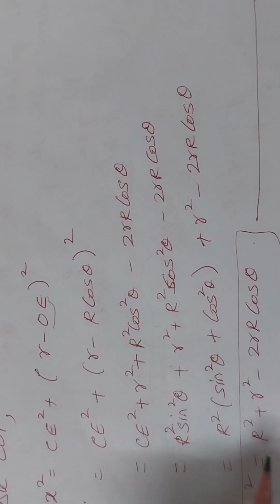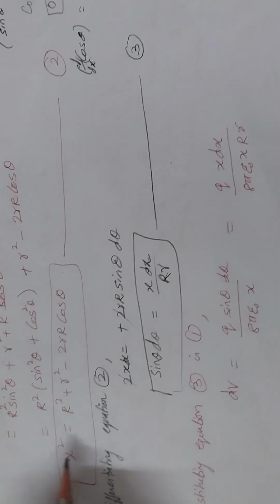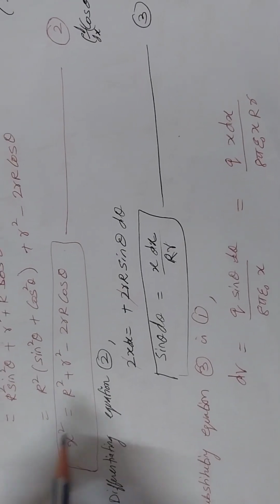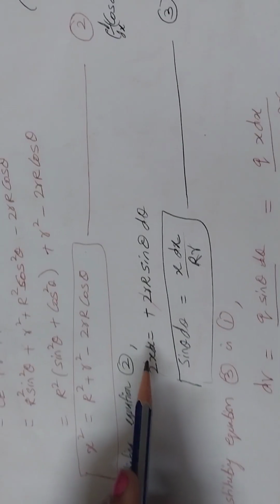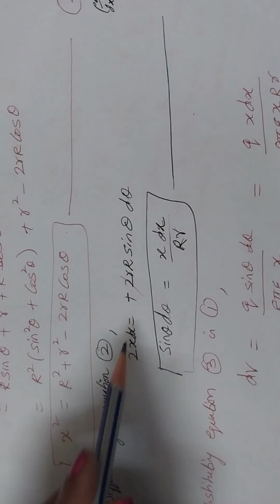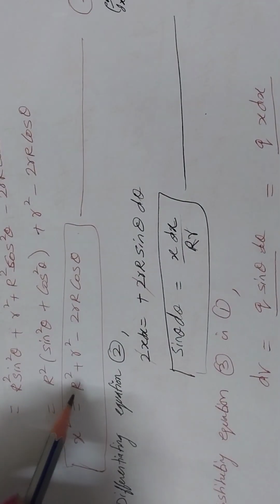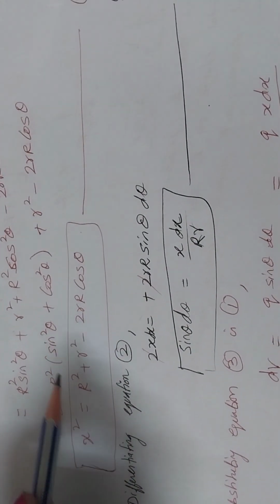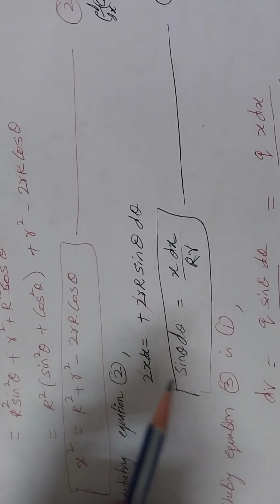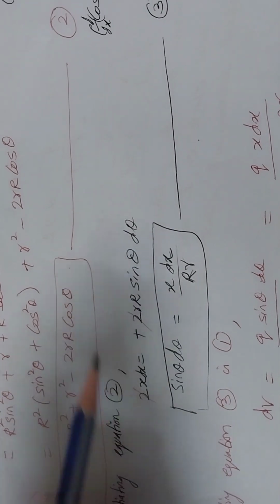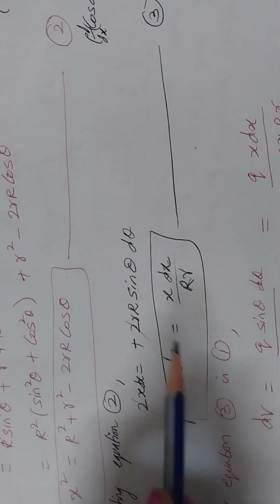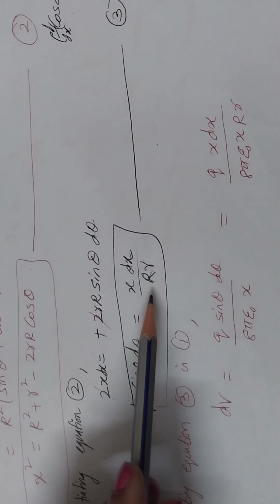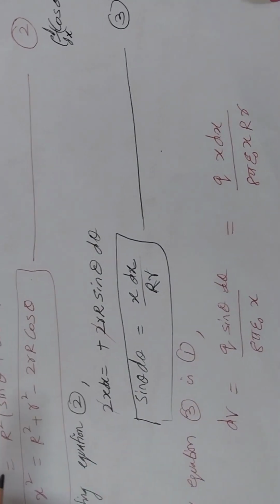Here then we differentiate equation 2. What happens when we differentiate x squared? It is 2x dx, is equal to, differentiating the right side with respect to theta, 2Rr sin theta d theta. So sin theta d theta is equal to x dx divided by capital R small r, obviously.